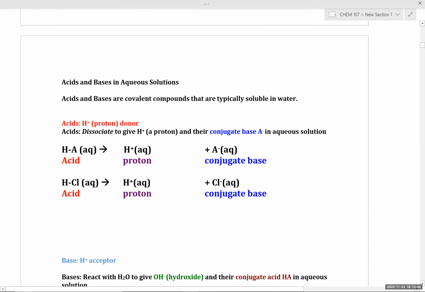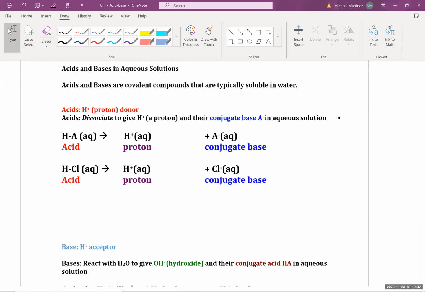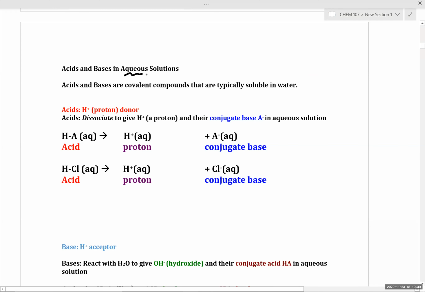Okay, so let's talk about acids and bases in aqueous solutions. So acids and bases are covalent compounds that are typically soluble in water for the most part. There are, of course, many organic acids that are covered in later courses that aren't so water soluble, but most of the acids that you'll see and handle on a day-to-day basis are going to be pretty water soluble.